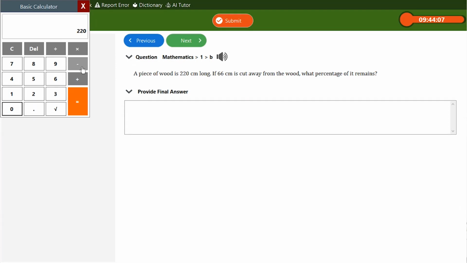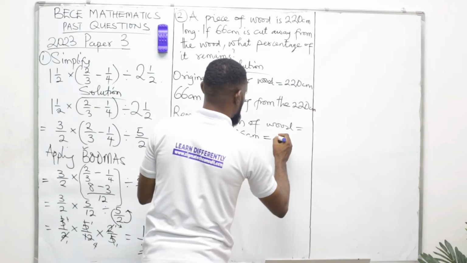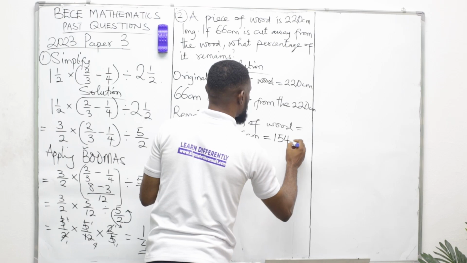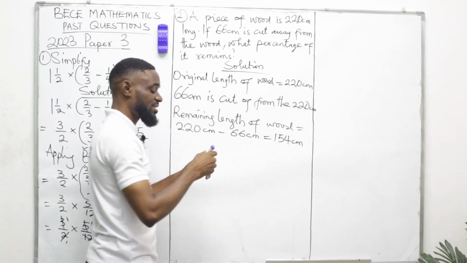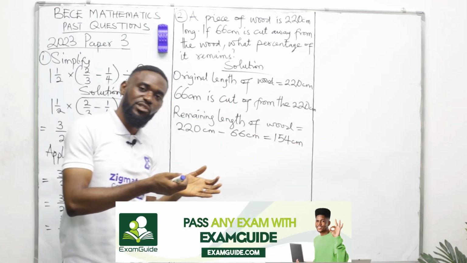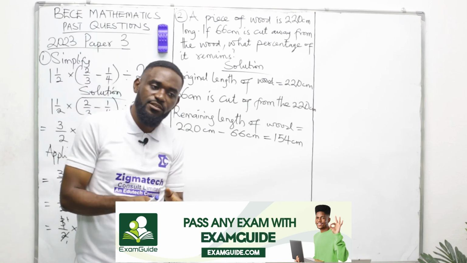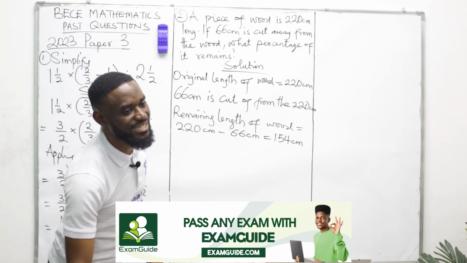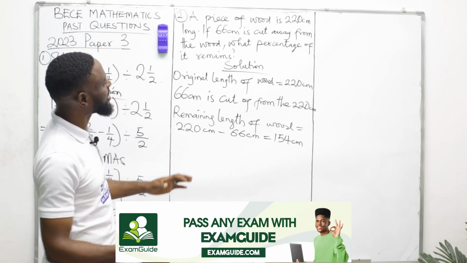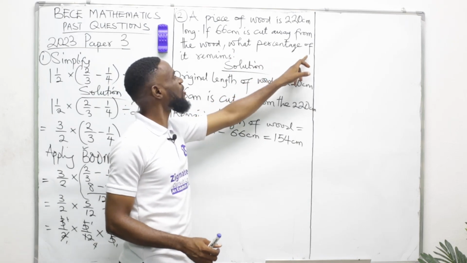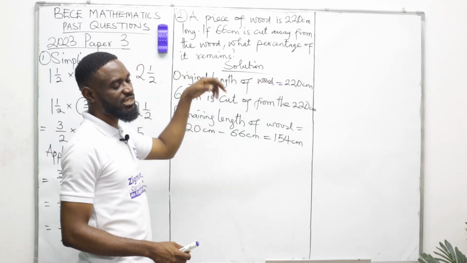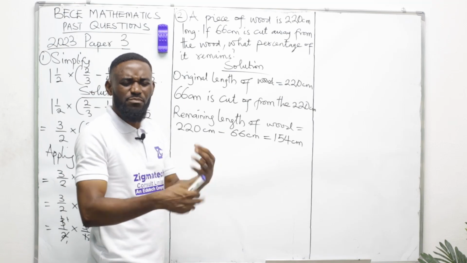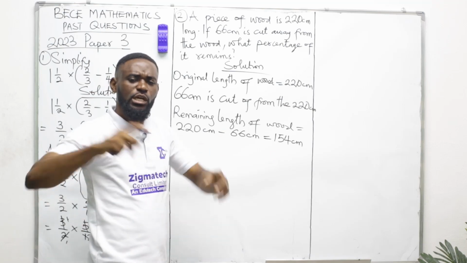220 minus 66. So the answer is 154. So this is 154 cm. So what this means is that when the 66 cm was taken off, what was left was 154 centimeter of the wood. But the question now says, what percentage of it remains? So this one that is remaining, what is the percentage compared to the total wood?